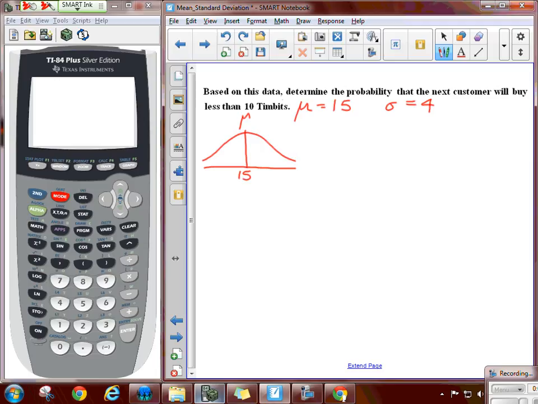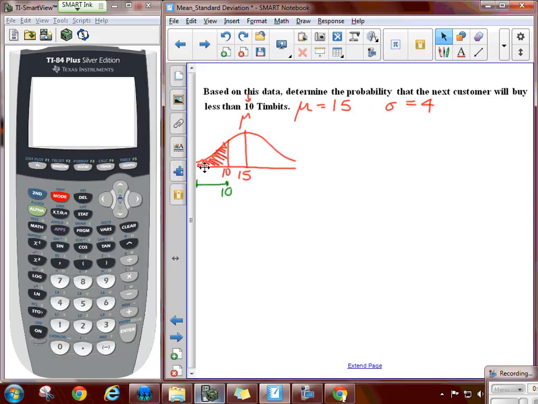it's 15 Timbits. And this question's asking you about 10 Timbits. So 10 is located somewhere down here. Here's 10 Timbits. And it's asking you, what's the probability of the order less than that? So we're talking about this shaded bit of information. Now, two things that we mentioned in class when we talked about these is that when we're reading bell curves, we're always reading from left to right. So we're going to be actually concerned with the data that's from here to here. Our upper limit is 10 Timbits. Our lower limit we'll talk about here in a second.